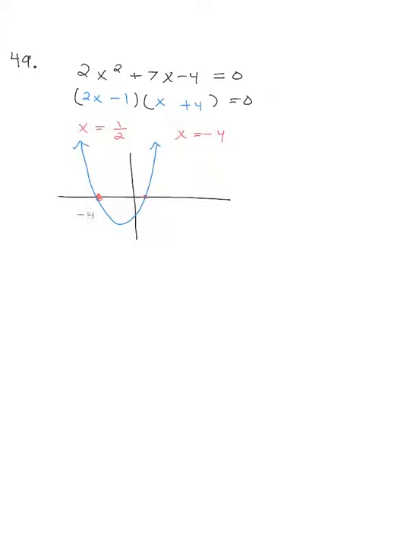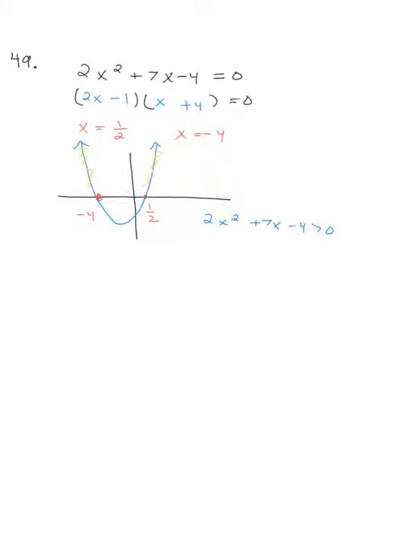So this is negative 4, that's positive 1/2. Where is 2x squared plus 7x minus 4 greater than 0? Like that's the ultimate goal. 2x squared plus 7x minus 4 greater than 0. I can see that that's referring to this portion of the graph and this portion of the graph. So our options is either between those two values or on the outsides.